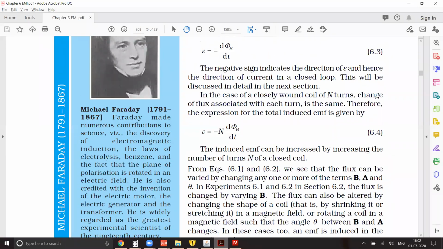Okay. One more point to be added. If the coil has n number of turns, just make a note of it. If the coil has n number of turns, then EMF will be written as minus n into d phi by dt, or EMF is equal to minus n into delta phi B by dt. So these are the two important points to be noted.